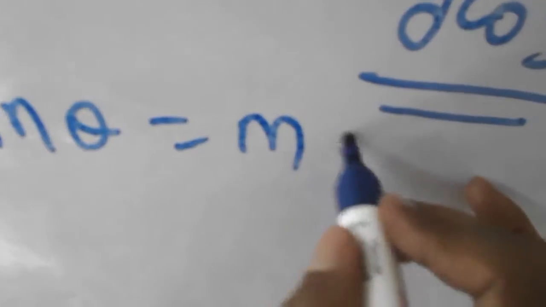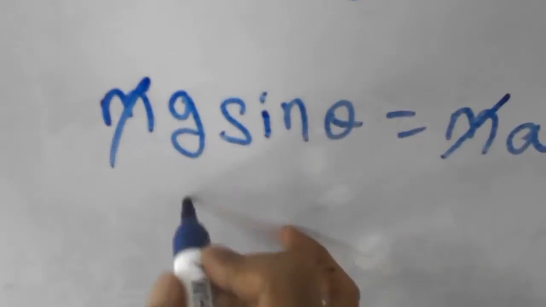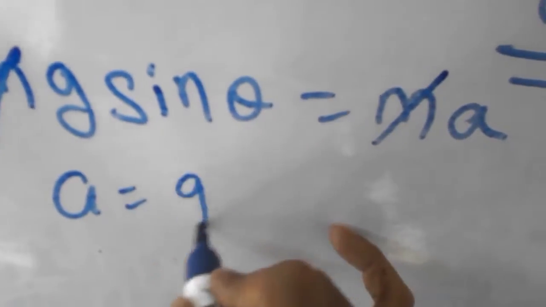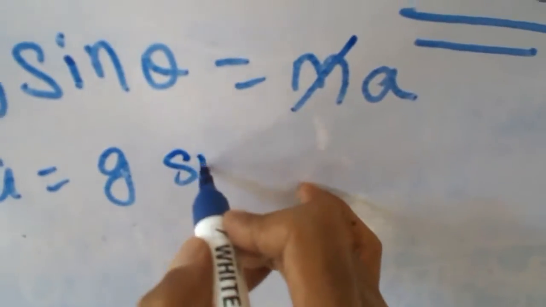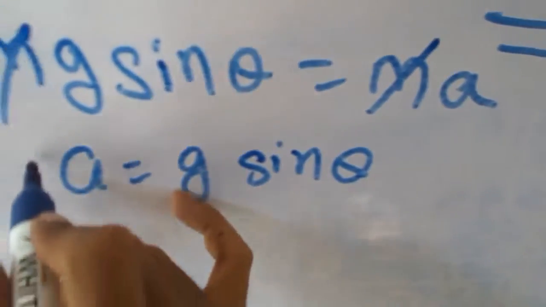So mg sin theta should be equal to ma, because of Newton's second law. So m is cancelled. What is a? a is g sin theta.